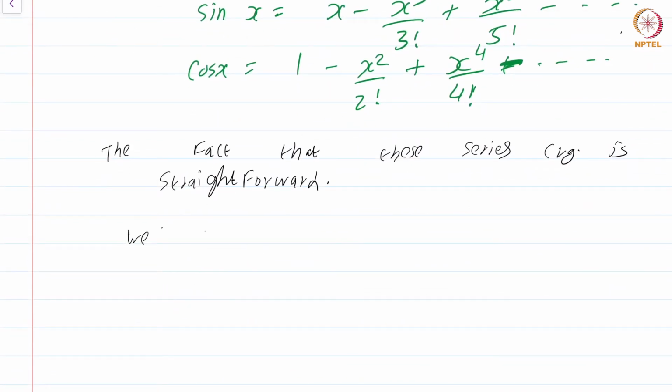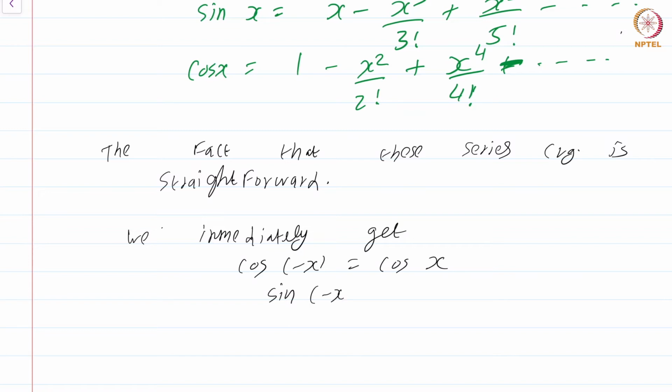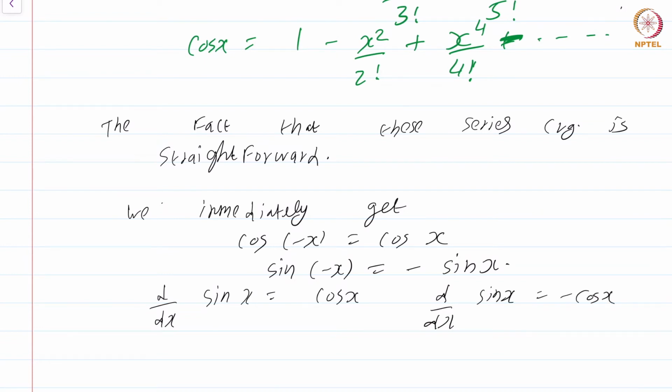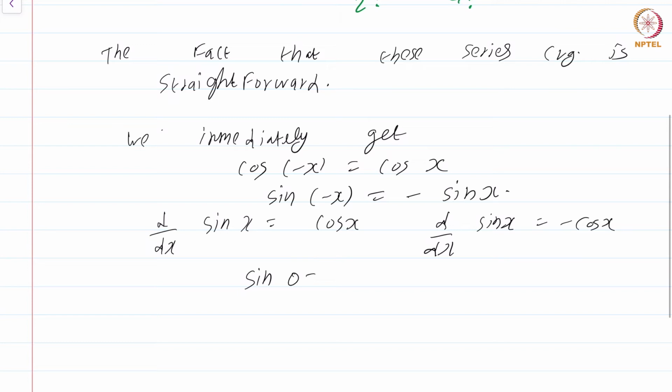So we immediately get some basic properties for free just from this series expansion. We immediately get cos of minus x is equal to cos x, and sine of minus x is equal to minus sine x. These two we get for free just by looking at the series. We also get that d by dx of sine x is cos x, and d by dx of cos x is minus sine x. These two come just by term by term differentiation. So we have got certain basic properties. We also get, before I forget, sine 0 is 0, cos 0 is 1. This also we get for free.